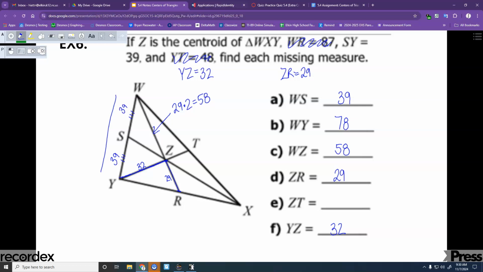All right, what do you guys think for ZT? That's going to be 16 because this time they gave us the long piece, and we want to do half of the long piece. So ZT, right here, we're doing 32 divided by 2. That gives us 16. So we'll get 16 for that. Okay, questions?